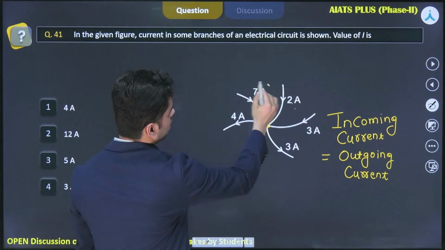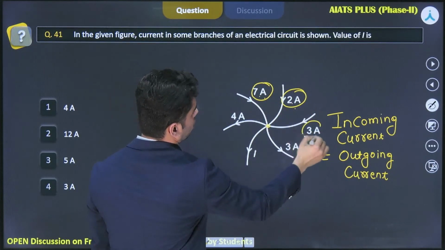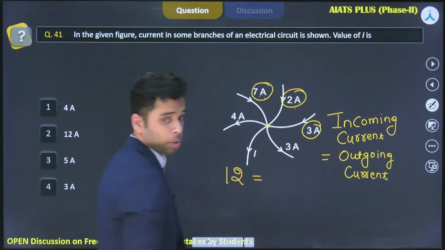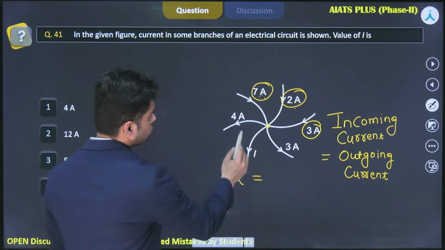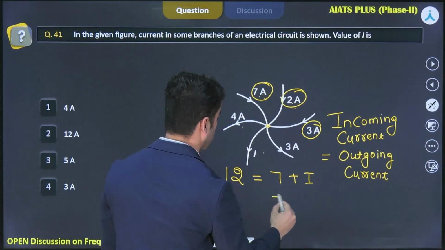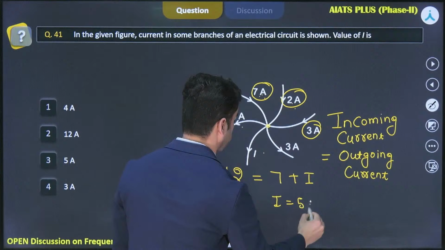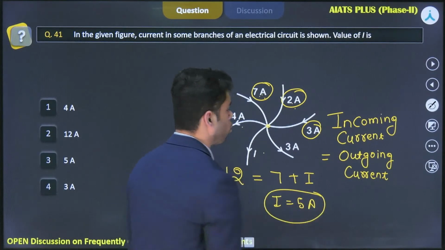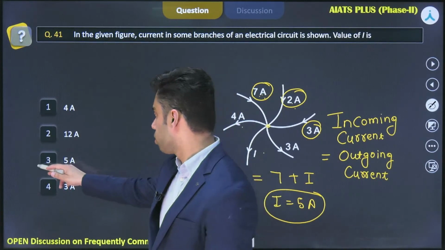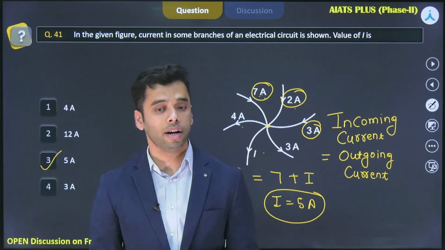So the incoming current is 7 ampere, 2 ampere and 3 ampere. So 7 plus 2, 9 plus 3, 12 ampere is the incoming current, and it should be equal to the outgoing current. That is 4 plus I plus 3. So 7 plus I. So I is equal to 5 ampere, right? Simple problem based on the concept that incoming current should be equal to outgoing current.